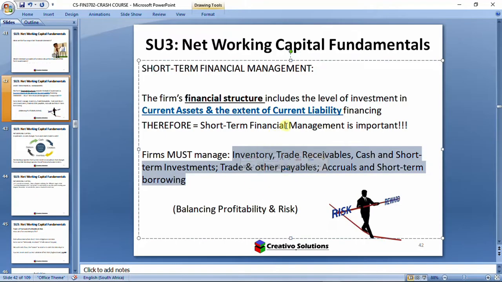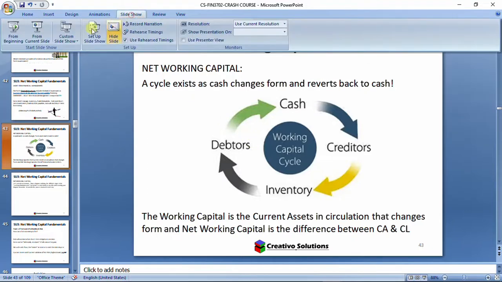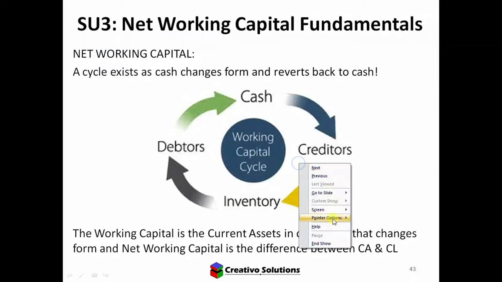The triple C, the cash conversion cycle, is a combination of four of them: inventory, debtors, cash, and creditors. Those are the four. The other ones are described separately. This is almost like an introduction. You will see this next week as well when we're looking at the cash conversion cycle. Just remember, we spoke about this earlier. This is just the diagram for it.